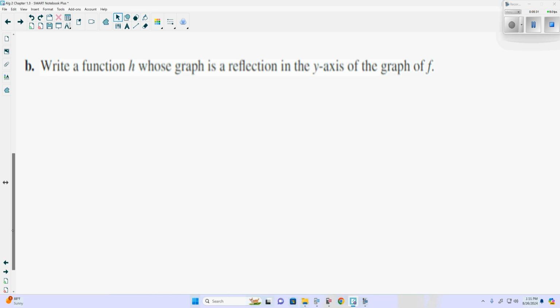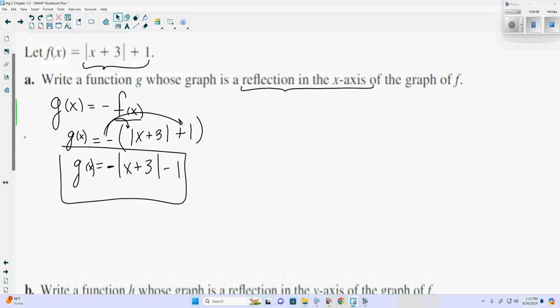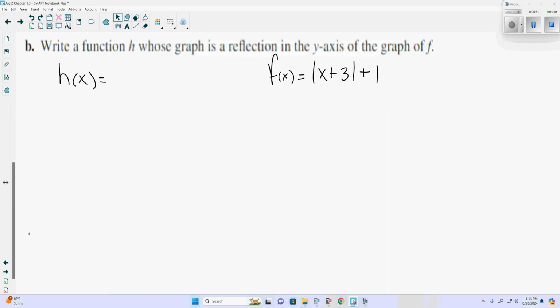Write a function h whose graph is a reflection in the y-axis of the graph of f. So h of x is our new name. So the absolute value of x plus 3 plus 1 is our normal function. I just rewrote it here so that we can see it a little better on the screen, because the one in the note sheets is a little farther up. Now this time we're wanting to reflect it across the y-axis, not the x.